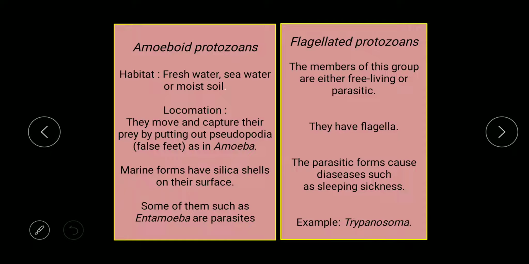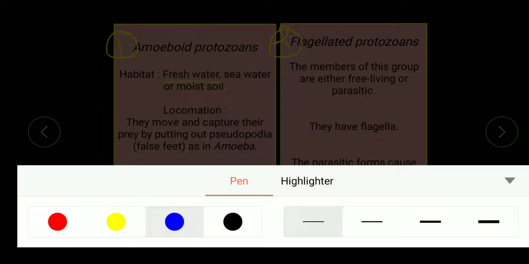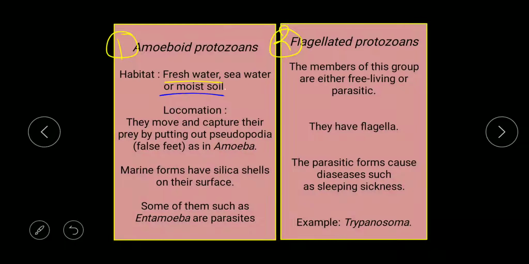Now in protozoans, we will study that there are four types of protozoans. The first two are amoeboid protozoans and flagellated protozoans. Next we will talk about the ciliates and sporozoans. Amoeboid protozoans can be found in fresh water or in moist soil. Locomotion occurs by pseudopodia, found in the case of amoeba, and due to this they carry out the eating process.